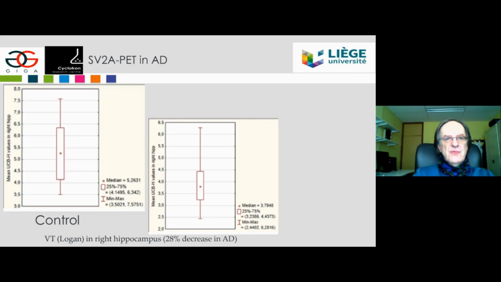Another point of interest is to demonstrate that we can quantify this in control and in a patient. Well, clearly there is a wide standard error, so you need to take that into account, but it is anyway possible to demonstrate and quantify, and we obtained a 28% decrease of hippocampal binding in Alzheimer's.